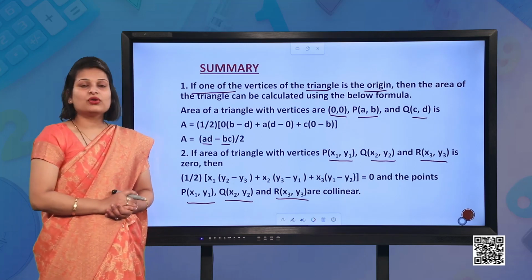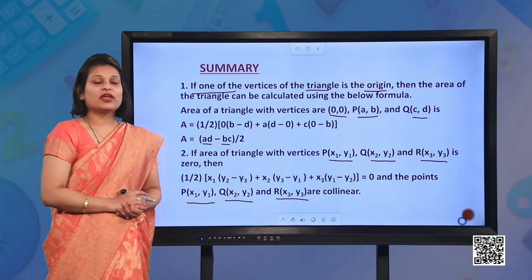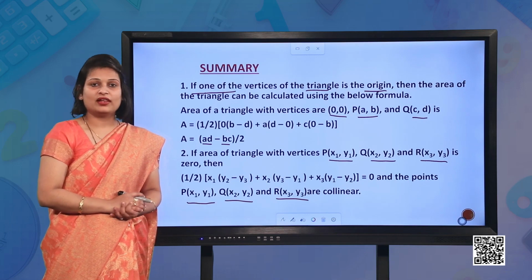I hope you have understood the concept of area of a triangle very well. Thank you.